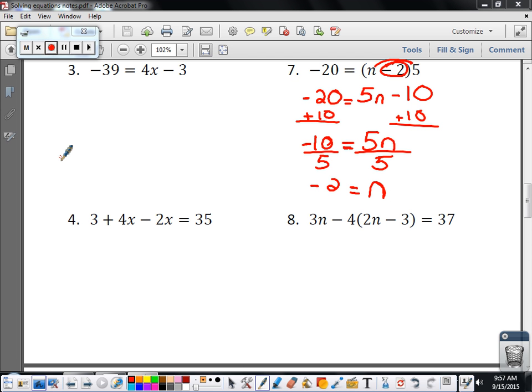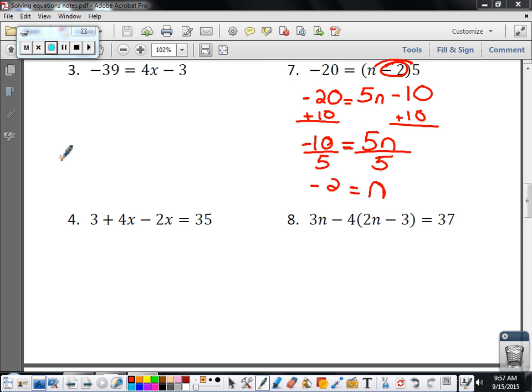All right, number 8 is the most involved problem that we've done so far. This will be the last one that we do today. What do I do first? I want everyone to look at it for about 10 seconds and think about what you believe the answer to be. What would you do first? What do you think? Distribute.